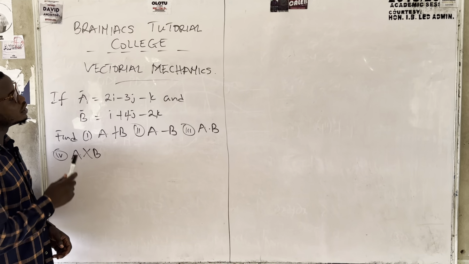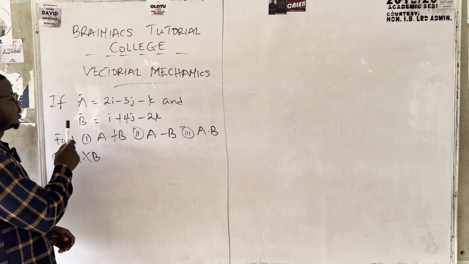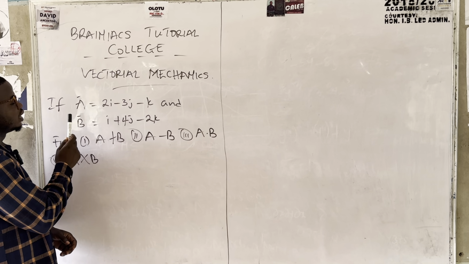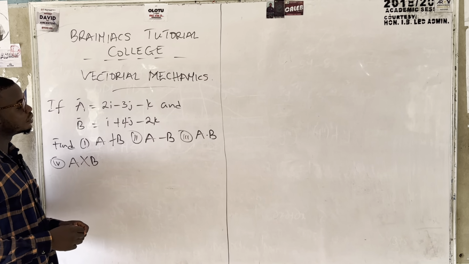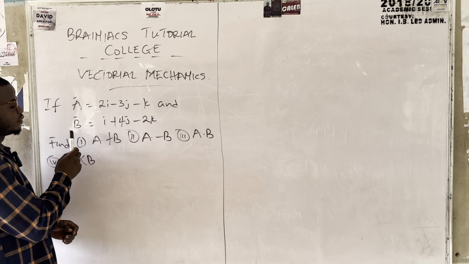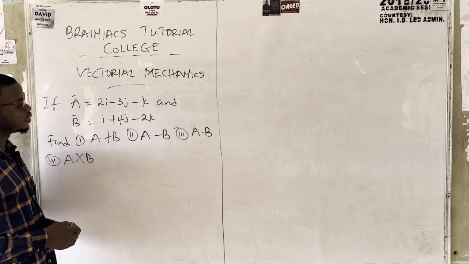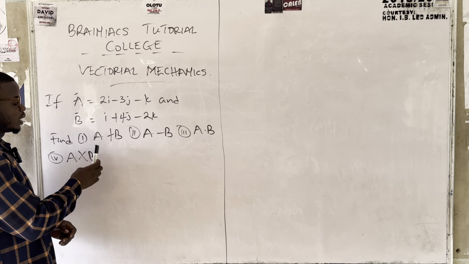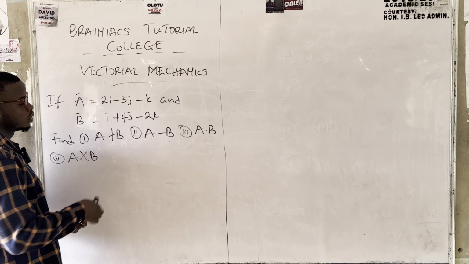And the topic that we have here is vectorial mechanics. And we have the first example. If vector A is equals to 2i minus 3j minus k, and vector B is equals to i plus 4j minus 2k, then we have to find the sum of the two vectors.